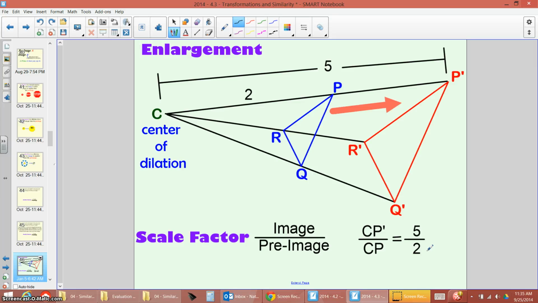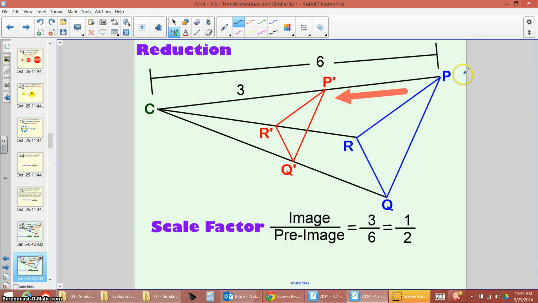That's for an enlargement. If I'm making it smaller, I start here at the big triangle, PRQ, and I'm going to P prime, R prime, Q prime. So this is a reduction. The distance from P to C is 6, and the distance from P prime to C is 3. I find my center by connecting my pre-image and image corresponding points: P and P prime, R and R prime, Q and Q prime, and they all meet here at C.